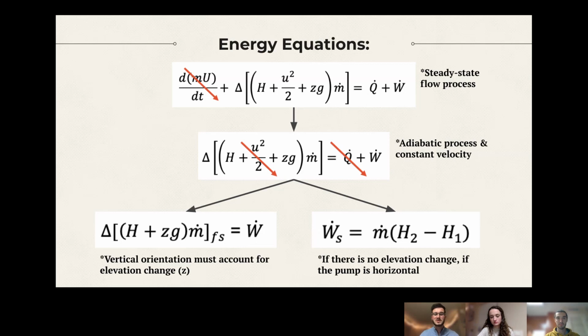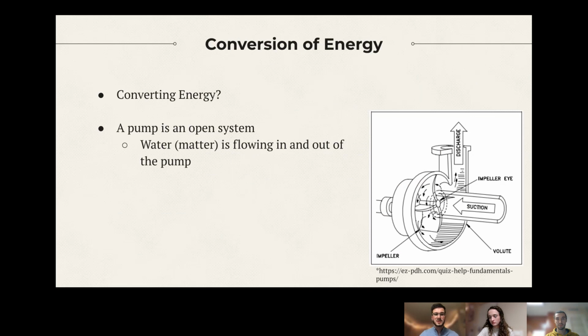On the right, we can see that the shaft work is just equal to the change in enthalpy times the mass flow rate, and this is because there's no elevation change due to it being a horizontal pump. This leads us into the conversion of energy. So how do we convert energy?